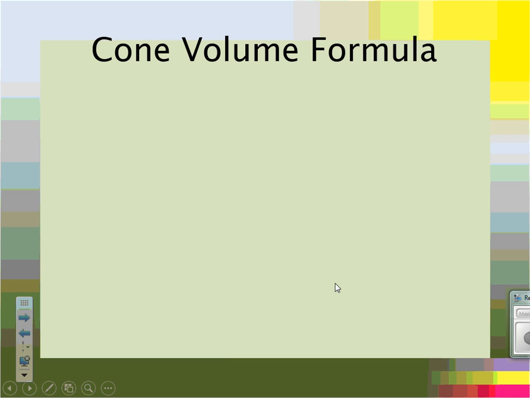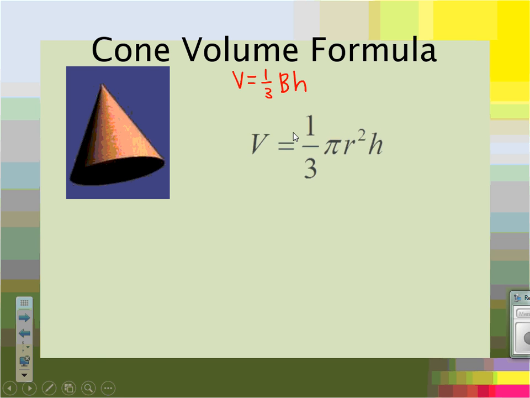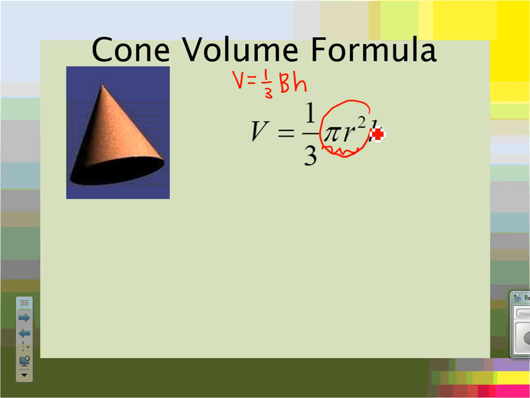Now let's take a look at cones. So the cone formula is exactly the same thing. The volume is 1/3 the area of the base times the height. It just so happens that the base of every cone is pi r squared. So this is the area of the base, which happens to be a circle, of every cone.